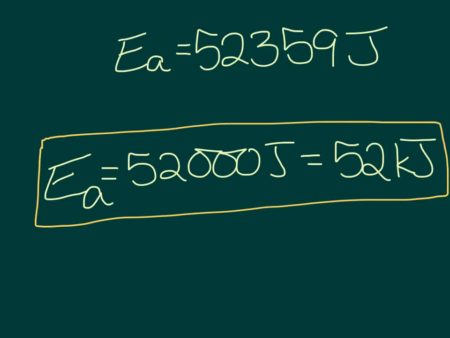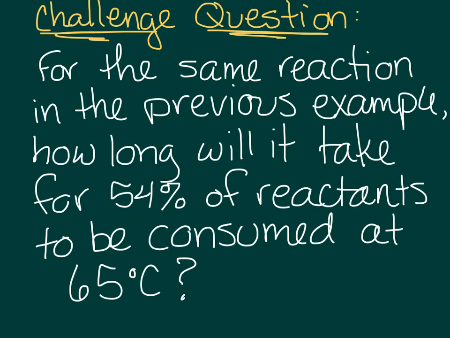So after we round to the appropriate number of significant figures, we find that the activation energy for this process is 52,000 joules or 52 kilojoules. So now I've got a bit of a challenge problem for you to try on your own. For the same reaction in the previous example, how long would it take for 54% of reactants to be consumed at 65 degrees Celsius? So you should pause the video here and try this out on your own, but if you get stuck and need a hint, let it play a little bit longer.